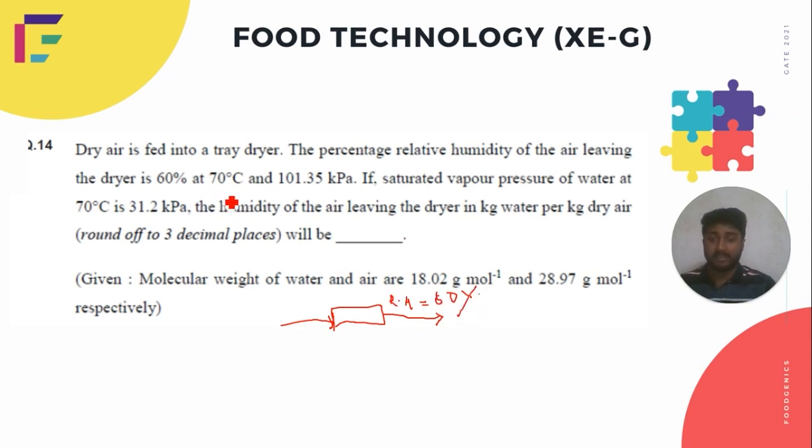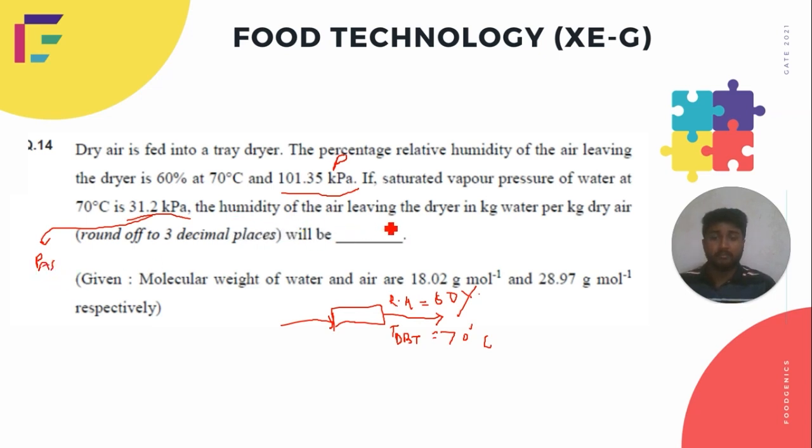Next, at 70 degrees Celsius and 101.35 kPa. So your temperature is given, which is your dry bulb temperature, T DBT, equal to 70 degrees Celsius, and the total pressure is given as 101.35, this is the value of P, total pressure. Now the next thing given is the saturated vapor pressure of water at 70 degrees Celsius, which is 31.2 kPa. So this one is your PAS, saturated vapor pressure.